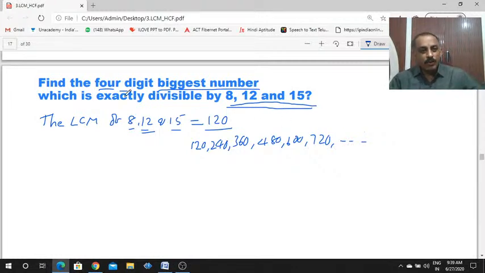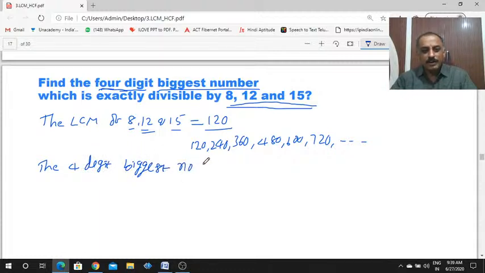But the question is, what is the 4-digit biggest number? Don't try all the multiples up to the 4-digit biggest number. It will take half an hour. But the simple, easiest method is: what is the 4-digit biggest number? The 4-digit biggest number is 9,999.